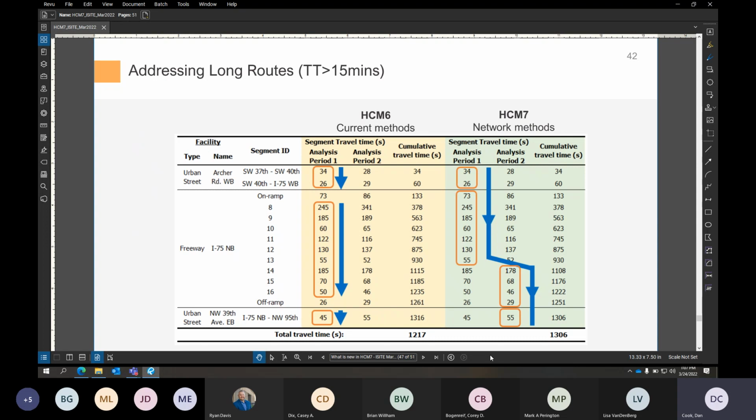but HCM7 does a better job at looking at multiple analysis periods, and this method takes advantage of that for longer trips where you have different 15-minute volumes and your performance is going to change. That trip eventually will lapse into your next analysis period, so it accounts for that and the changes in volumes and performance for the subsequent analysis period and any residual queues that might be from the previous period.